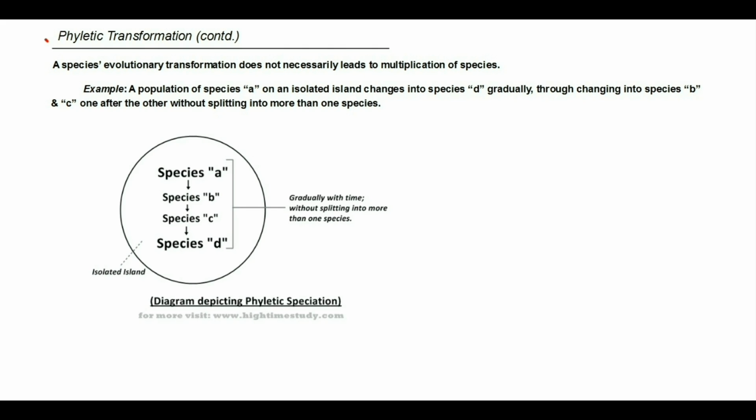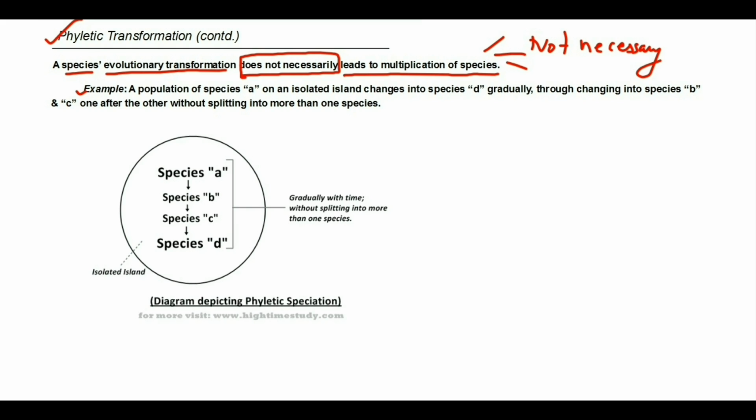But one thing to keep in mind is that species evolutionary transformation does not necessarily lead to multiplication of species, which means that in phyletic transformation it is not necessary that one species will change into 1 or 2 or 3 species. In phyletic transformation, it changes into one species only.